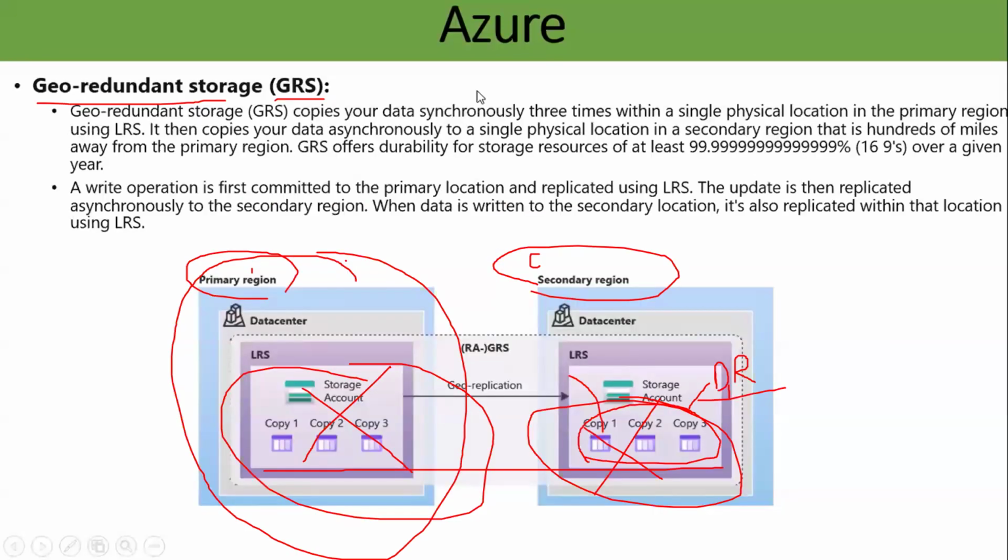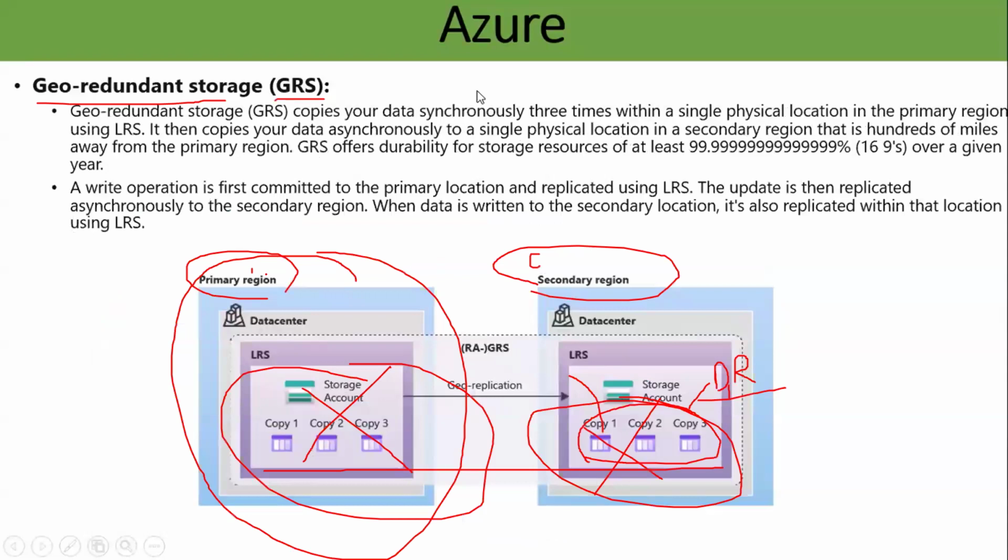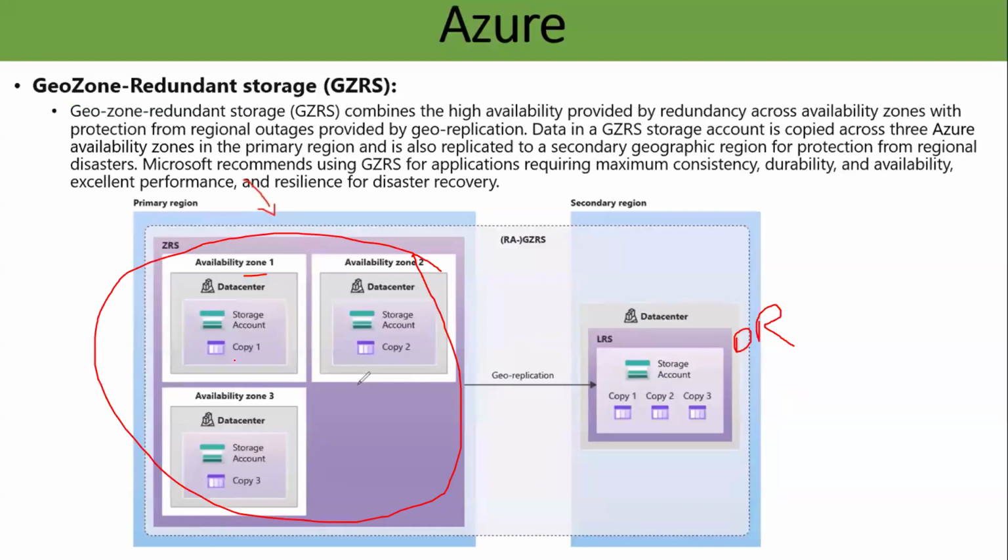See, the difference here is in the GRS, your data is stored in the same way as the LRS, and it will be reflected in the Chennai region, a different region. But here, your data will be reflected in different availability zones. One copy is maintained in availability zone 1, and if you look at LRS, all the three copies are maintained in one availability zone or one data center. But here, this is data center 1, data center 2, and data center 3.